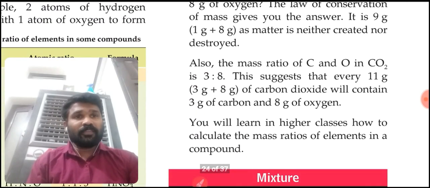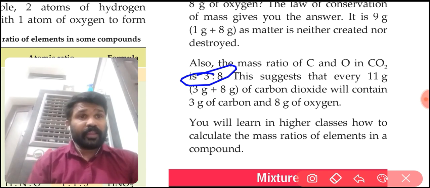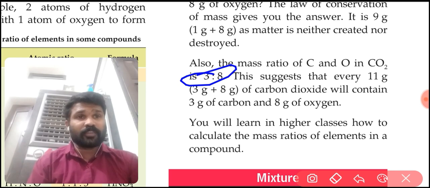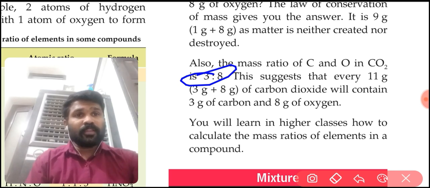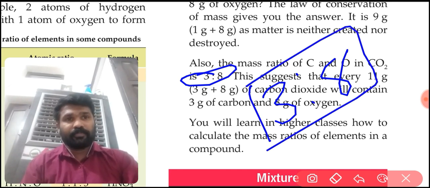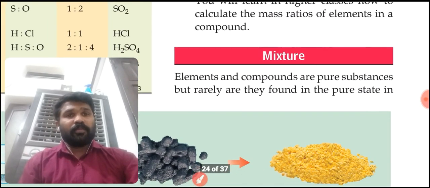Also, the mass ratio of carbon and oxygen in CO2 is 3:8. This suggests that every 11 grams of carbon dioxide will contain 3 grams of carbon and 8 grams of oxygen. Students, 3 grams of carbon and 8 grams of oxygen in carbon dioxide means the ratio is 3:8 in the formation of carbon dioxide. Now our next topic is mixture.